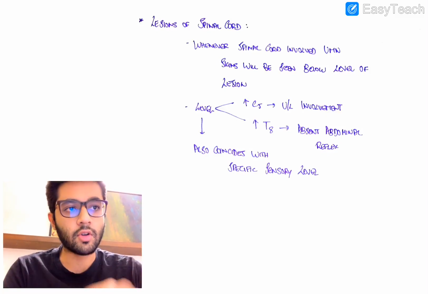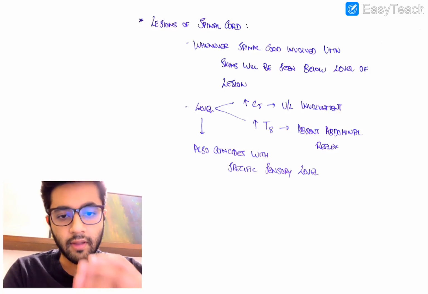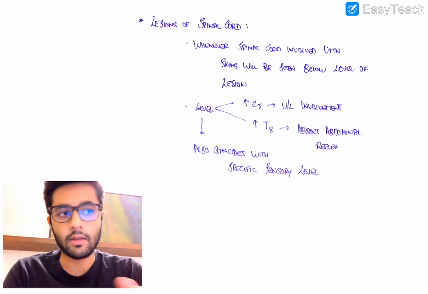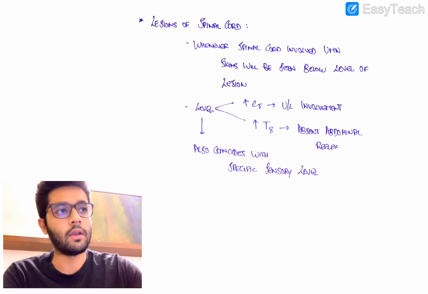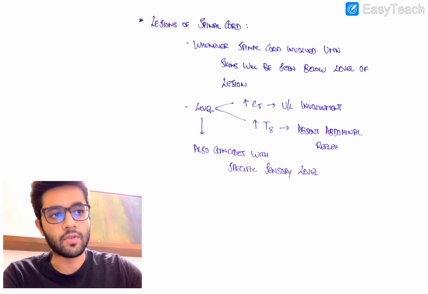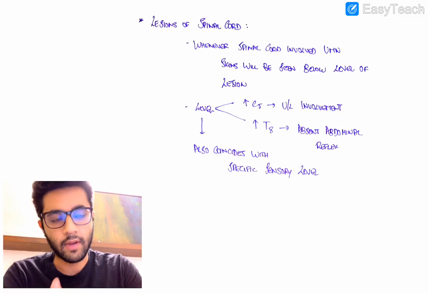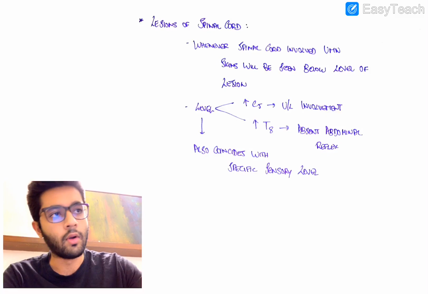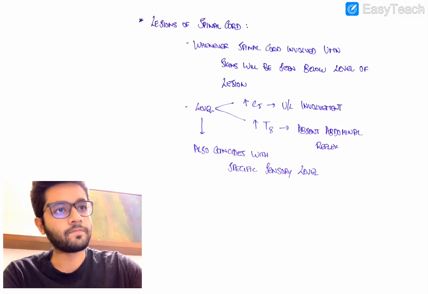Other than that, you can also remember any lesion above the level of C5 is associated with upper limb involvement, and any lesion above the level of T8 is associated with an absent abdominal reflex. So if you see upper limb involvement, you know the lesion is above C5, and if you see absent abdominal reflex, you know the lesion is above T8, right?